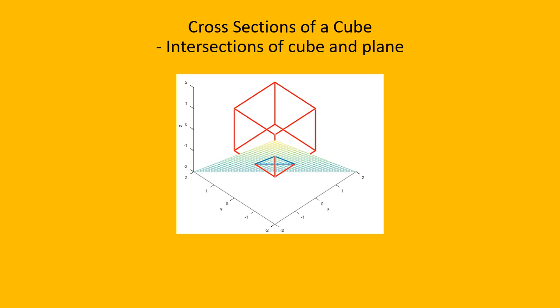Welcome to cross sections of a cube. We will be looking at the intersection of cubes and planes, non-empty intersections. For instance, down here we have this cube. We have a green mesh flat plane, at least part of it showing here in a certain coordinate system. And the intersection of that cube and plane, at least in this picture, is a triangle plus its interior.